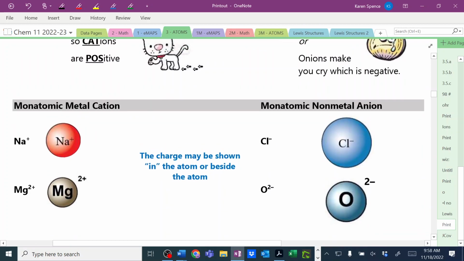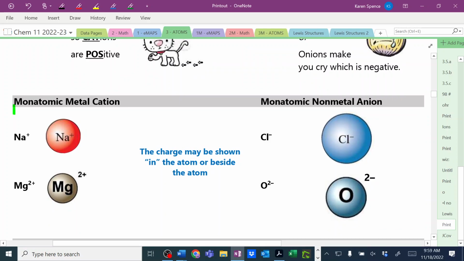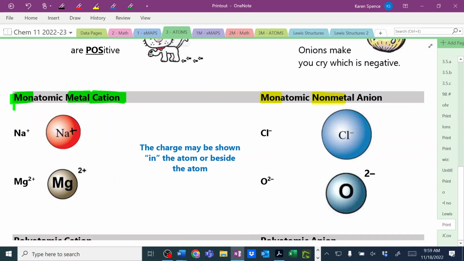So here we have a monatomic, 1 atom, metal cation. We have sodium plus, Na plus. We have Mg2 plus. You can either show the positive charge inside the circle or outside the circle. It doesn't really matter. It just depends where I'm grabbing my images from. And we have monatomic, so 1 atom, nonmetal anions. And again, the charge can either go inside or outside of the circle.